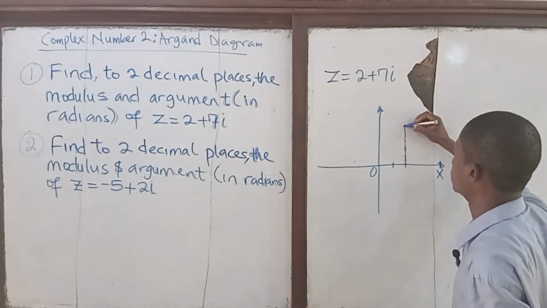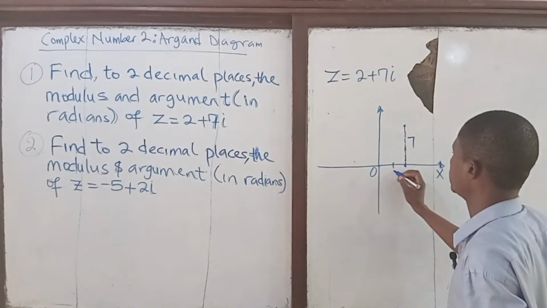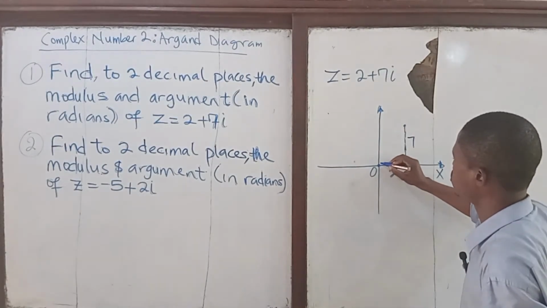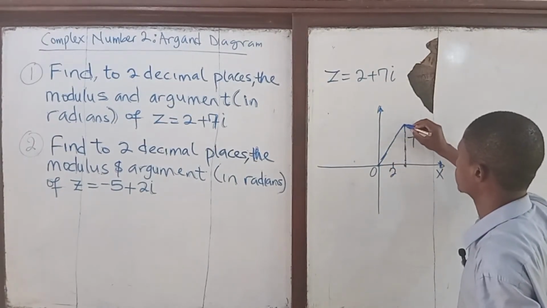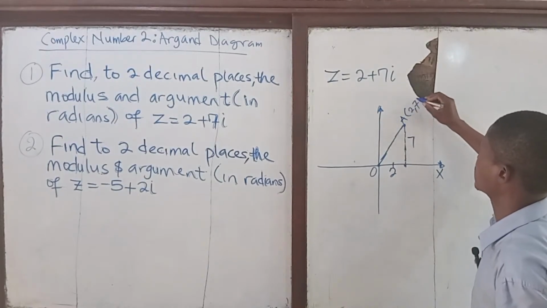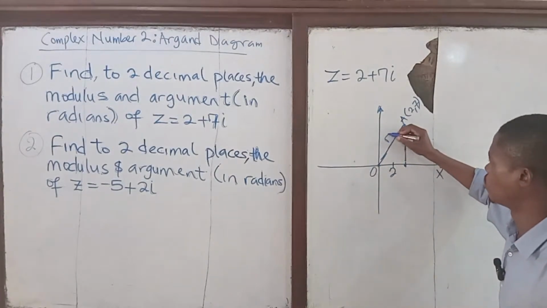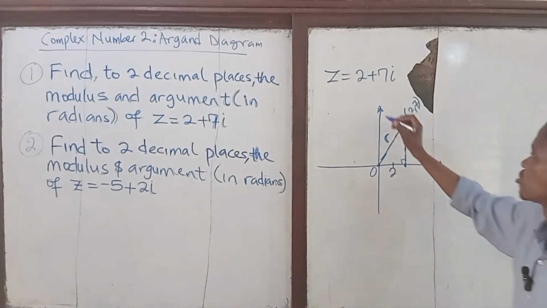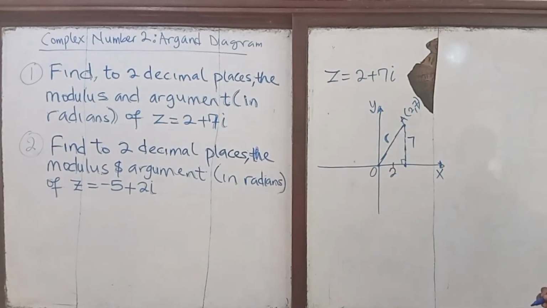I'm going to stop here. This is 7, and from here to here is my 2. Then from the origin, we connect the points together. I can indicate this one as (2, 7): x is 2, y is 7. And this length is your modulus. Indicate the y axis, indicate the x axis.